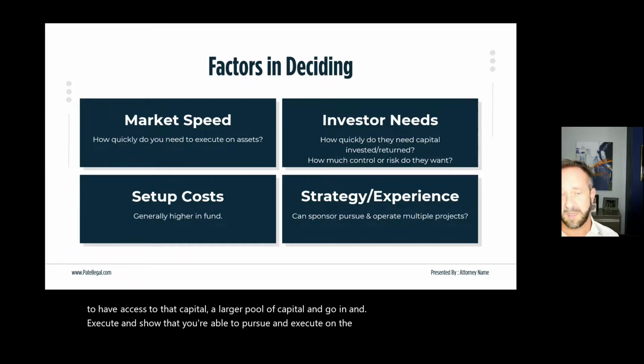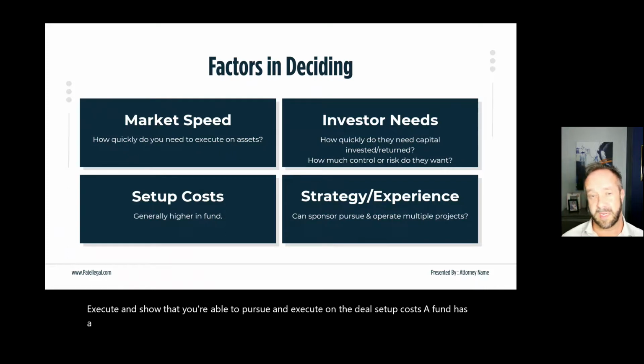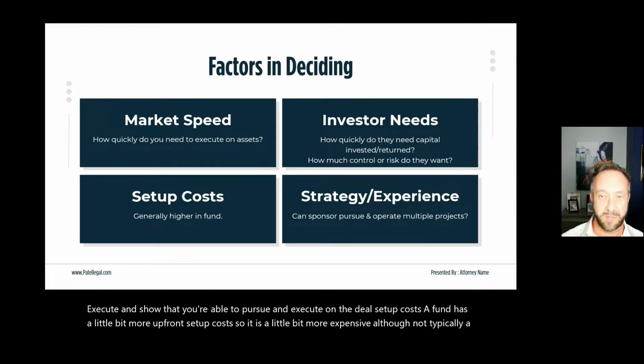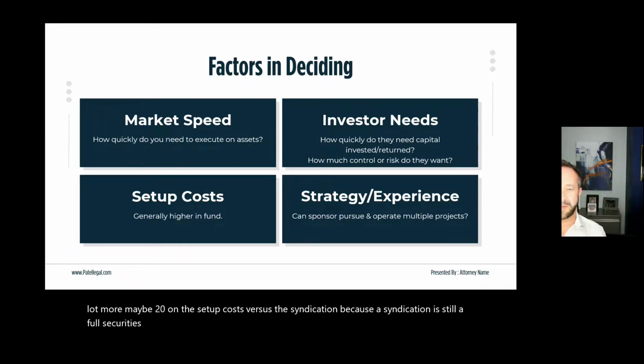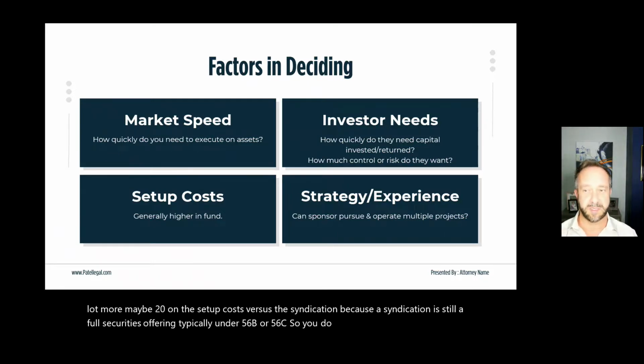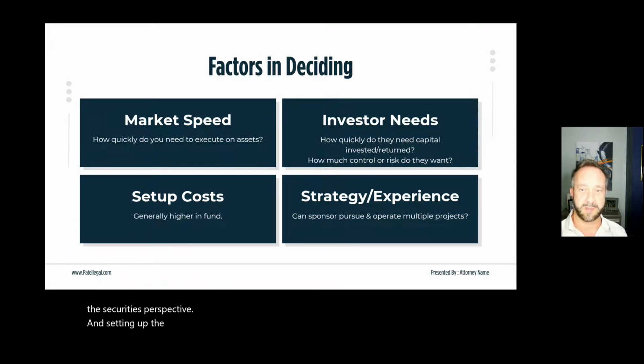Setup costs. A fund has a little bit more upfront setup costs, so it is a little bit more expensive, although not typically a lot more, maybe 20% more on the setup costs versus a syndication, because a syndication is still a full securities offering, typically under 506B or 506C. So you do have compliance issues from a securities perspective, and setting up the entire structure for it.